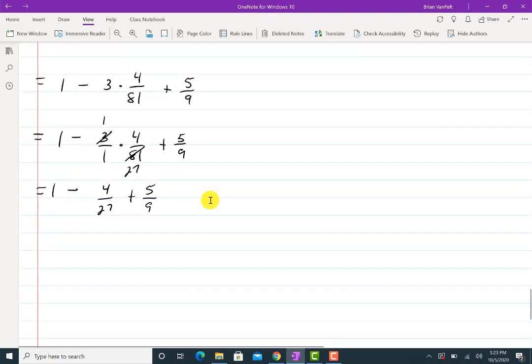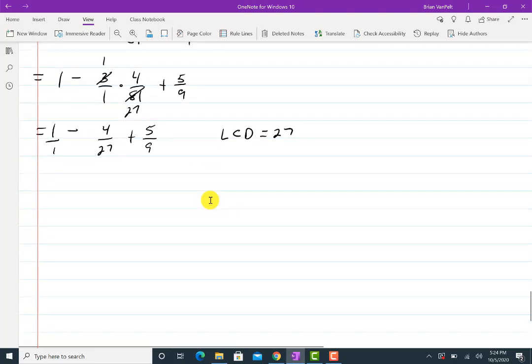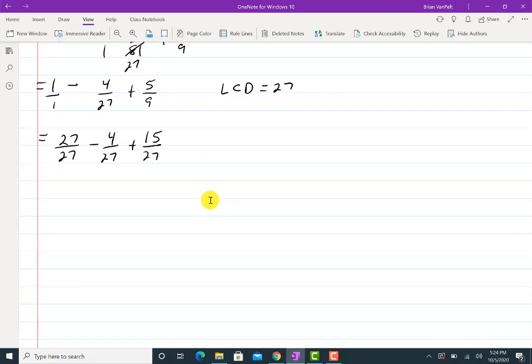And now to finish this off, I should get a common denominator. So I'm going to think of the 1 as 1 over 1. And between all three of these fractions, the LCD is 27. So that 1 over 1 will be 27 over 27. And 5 over 9 will become 15 over 27. Now I can go add and subtract straight across. 27 minus 4 is 23, but plus 15 is 38.